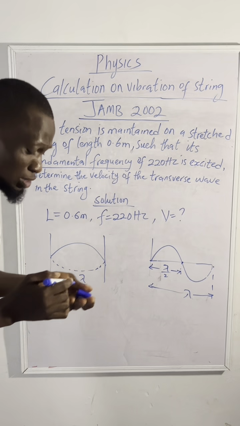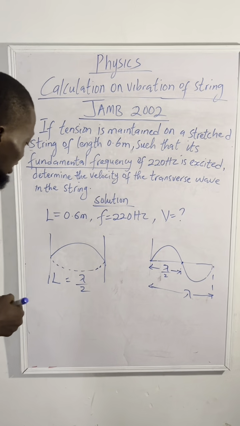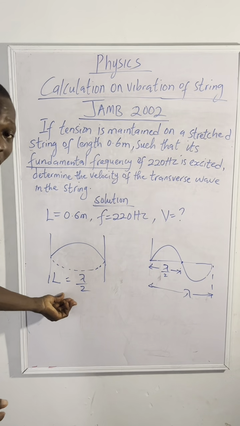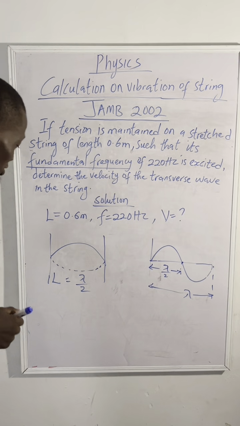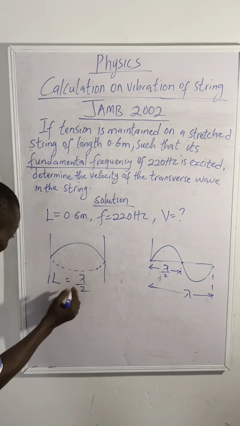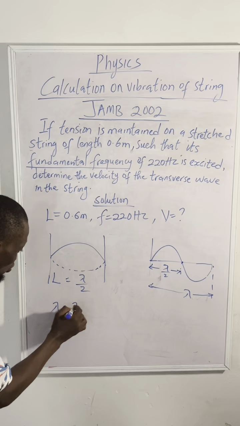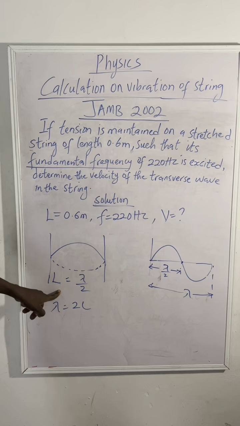So you don't really need to cram anything. What you're going to do here is make lambda the subject of the formula. If you make lambda the subject of the formula, then you're going to have lambda equals 2L, because you cross multiply here.